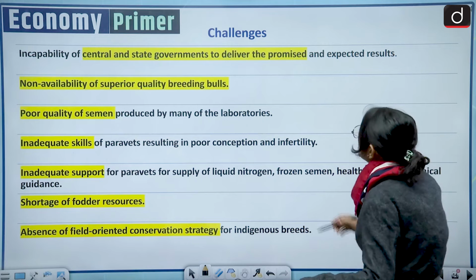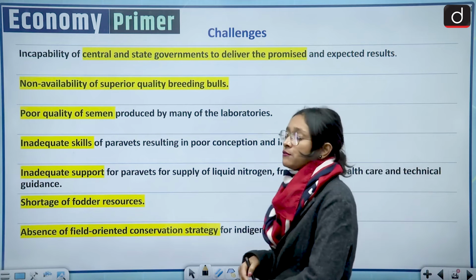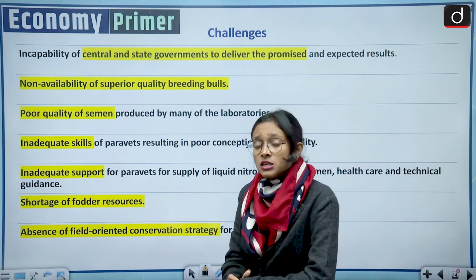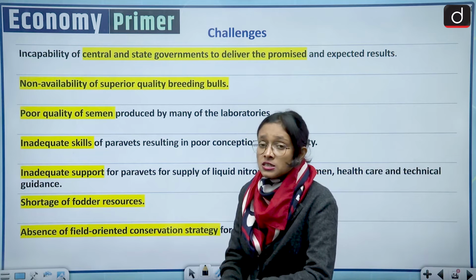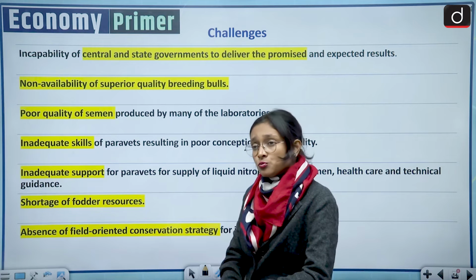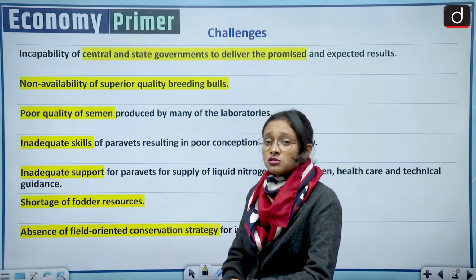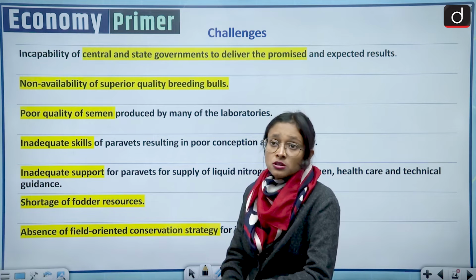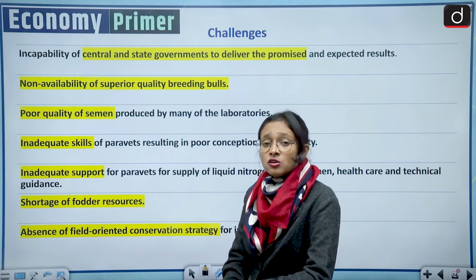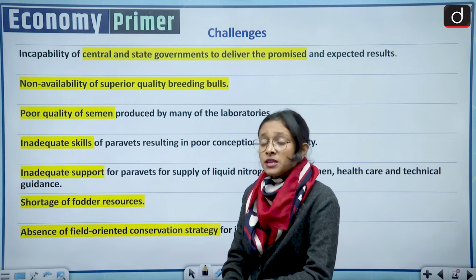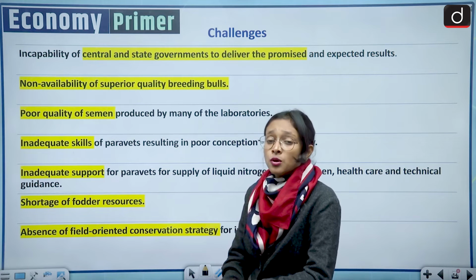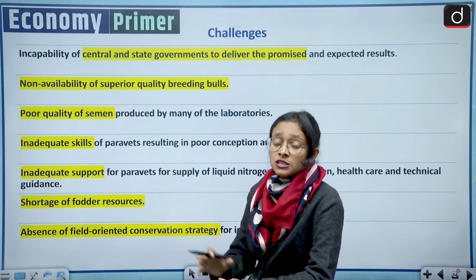The next slide is about the challenges we have. When discussing the initiatives, we already discussed that we have certain challenges. For example, the insemination program the government has introduced is not effective, because many vets are not technologically sound and not very capable, and sometimes they don't identify what problem a particular animal is facing.